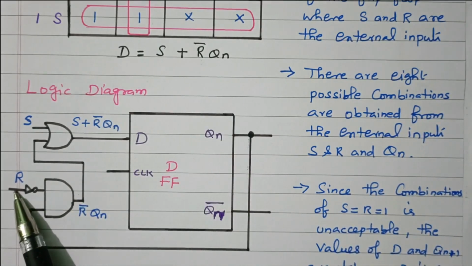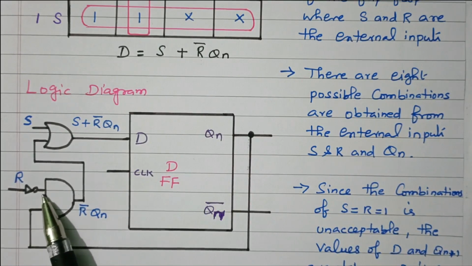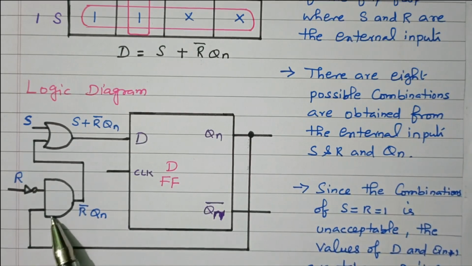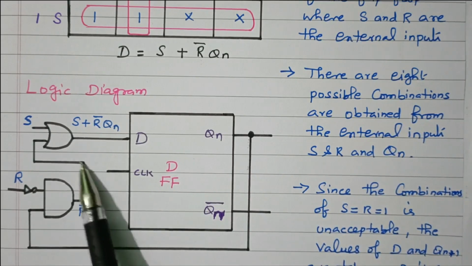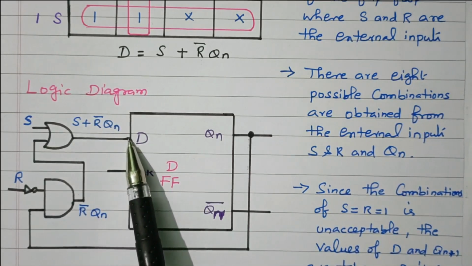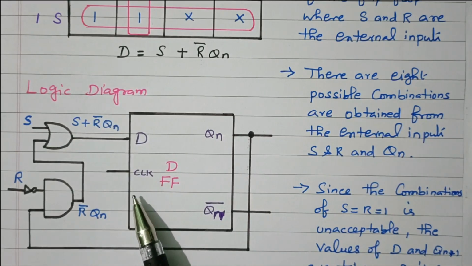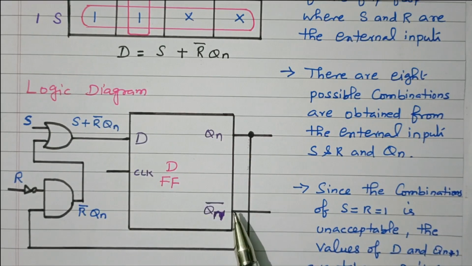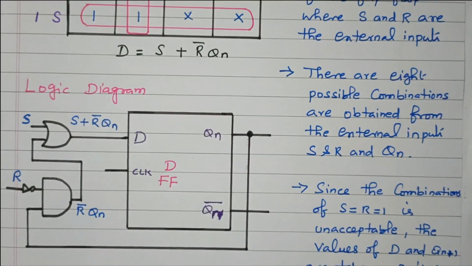One input is R. After the NOT gate it becomes R bar. Then Qn is connected. Output Qn is connected. So after this AND gate we got R bar Qn, that is added with the S. So S plus R bar Qn is given to the D flip-flop input, so that this D flip-flop will be converted into SR flip-flop. Right. Now some description is available.